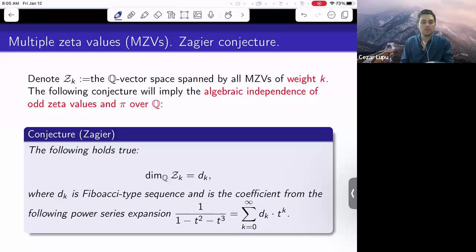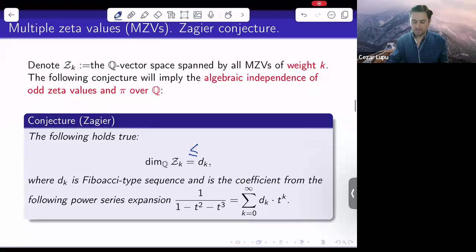In other words, we want to see what is the dimension of this Q vector space Z_K of all multiple zeta values of weight k. It is conjectured to be equal to d_k, where d_k is a Fibonacci type sequence and is the coefficient from the power series expansion of 1 over 1 minus t squared minus t cubed. So far we only proved this part, and this was proven by a couple of people. I will explain a bit about that.